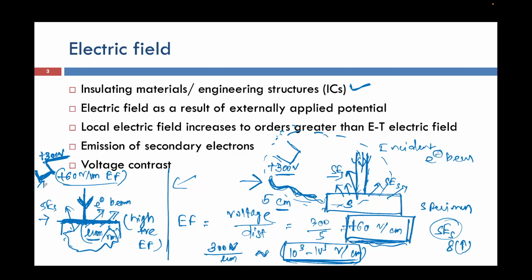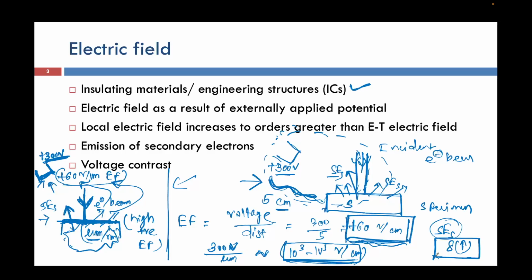And due to that region, the secondary electrons, which were earlier supposed to go and hit the detector, all of them were supposed to hit the detector, so ideally we should be getting a higher secondary electron coefficient. That thing we will not be able to get.